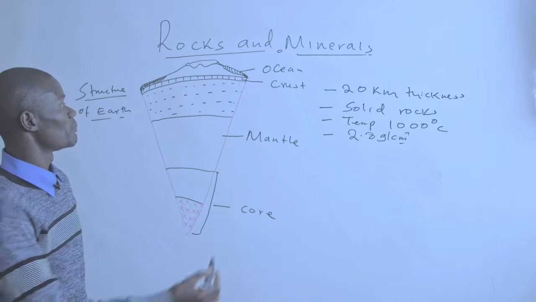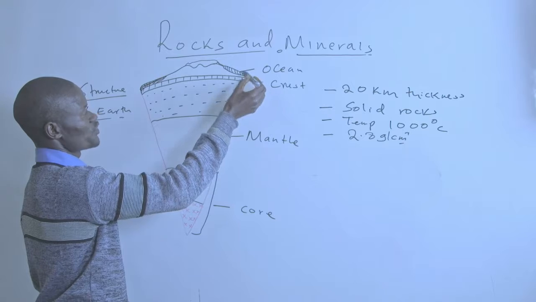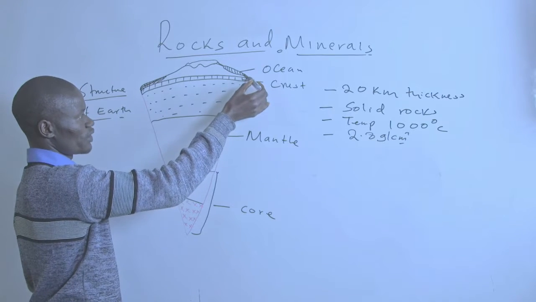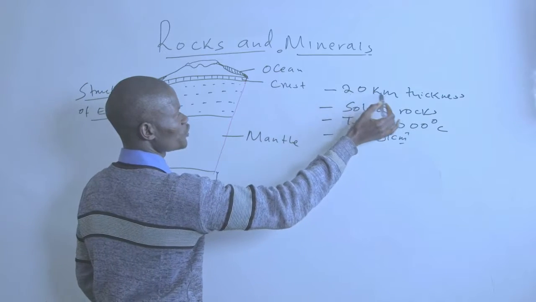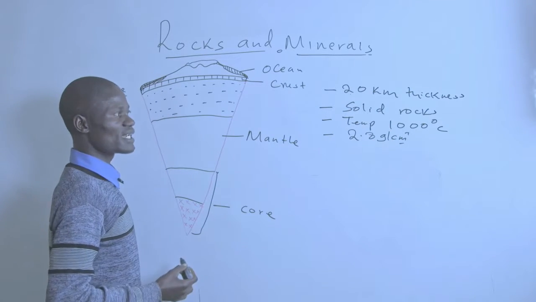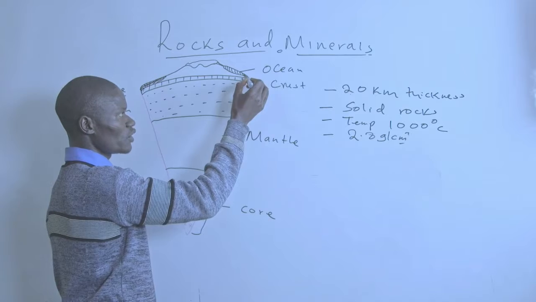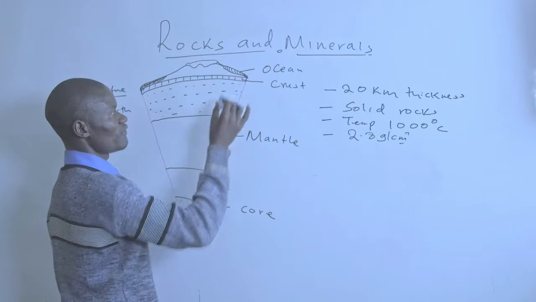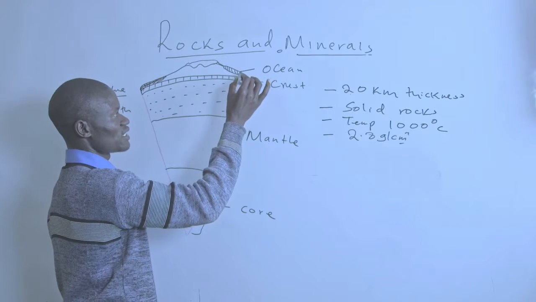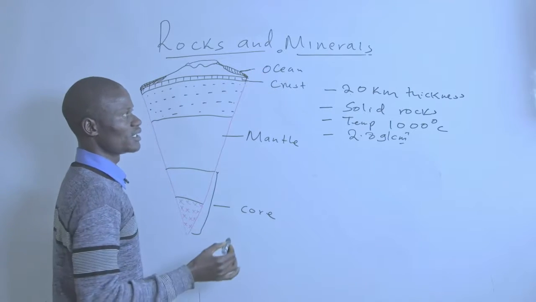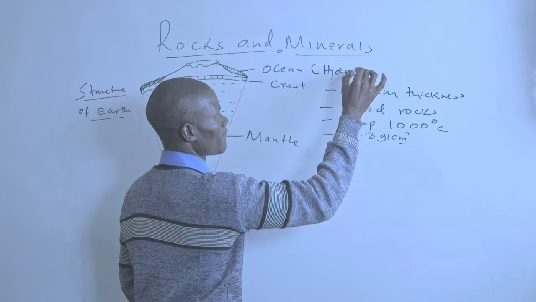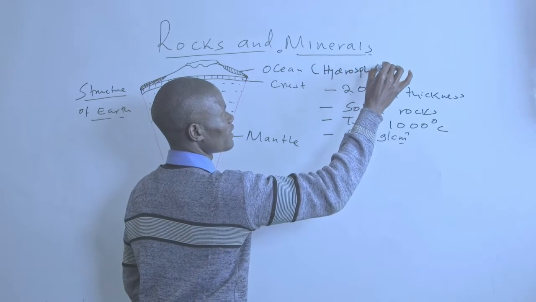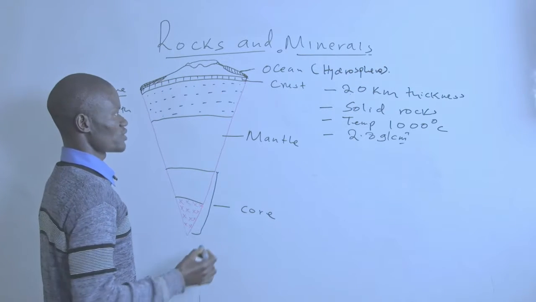Assume this is the crust. When you go deep, it has a thickness of around 20 kilometers, but it varies in some areas. You will find that there is a part that is having an ocean. It is also referred to as the hydrosphere.